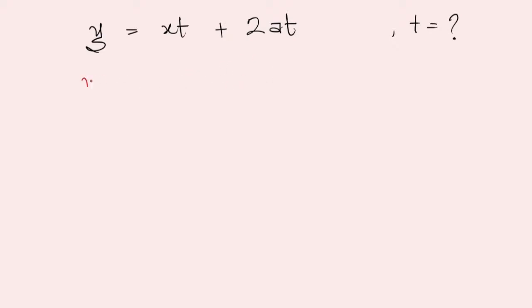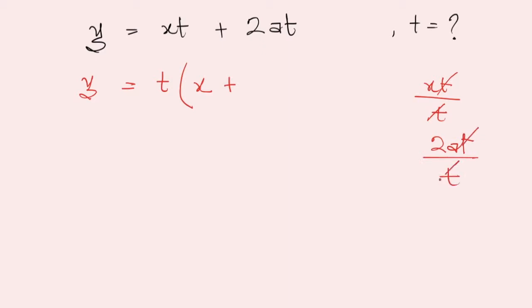So if we do that, we have y equals, t is our common factor here, which is what we're factorizing out. Now to factorize this side, we have xt divided by t. So t cancels out t to leave us with x. So x is left here. And we have 2at over t. So t cancels out t and we're left with 2a on this side of the equation.